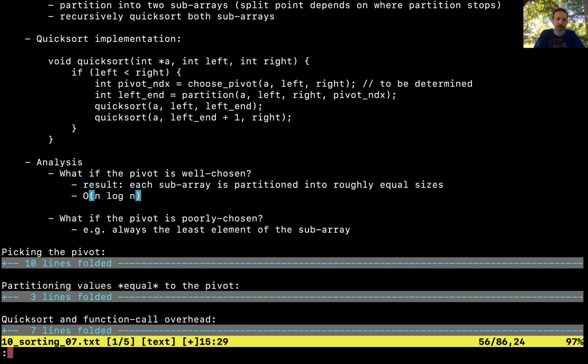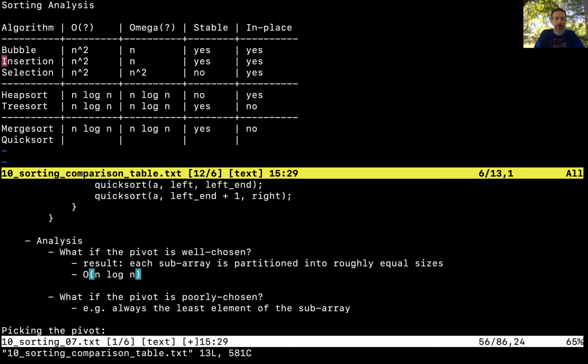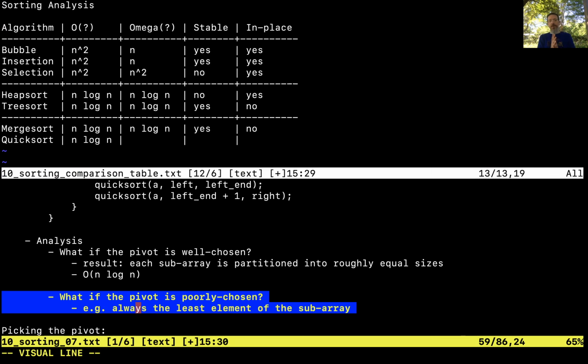So let's go ahead and fill in our table. We have Quicksort is going to be big O of n log n. Okay, at least that's what it seems like in the best case. But another question is, what if the pivot was poorly chosen? What do we mean poorly chosen? Well, we mean that maybe it didn't divide the subarrays into size 1/2 and 1/2 of the original.